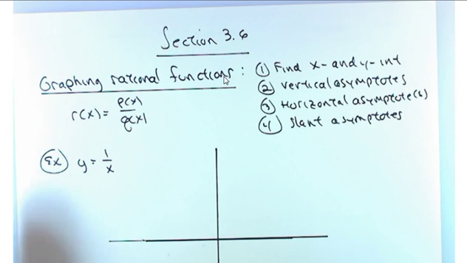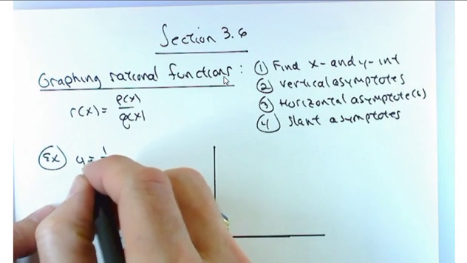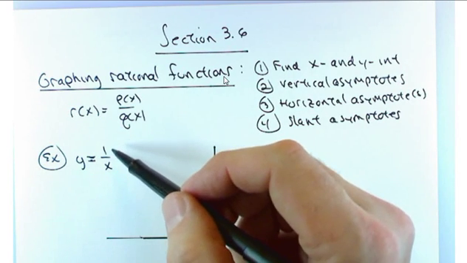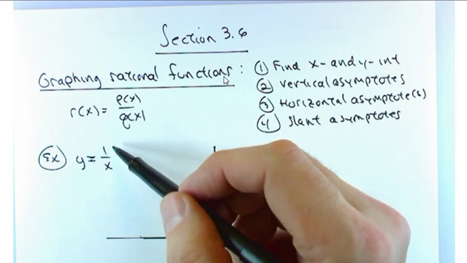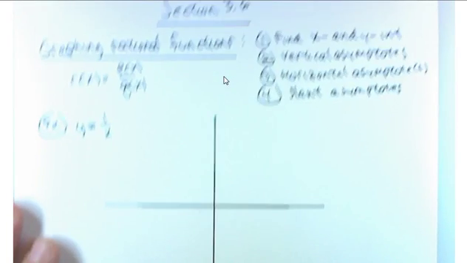A very simple example of a rational function is this one, y equals 1 over x. In fact, it's the simplest example of a rational function. You've got a constant, but you can call it a polynomial, in the numerator and 1 in the denominator. It's about as simple as it gets.